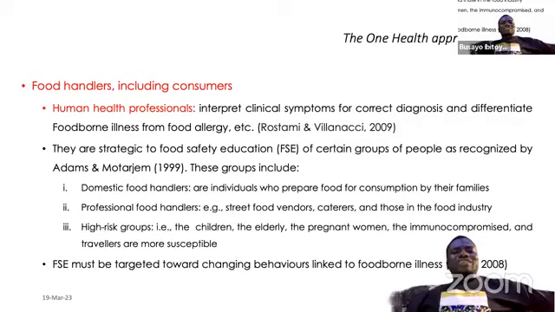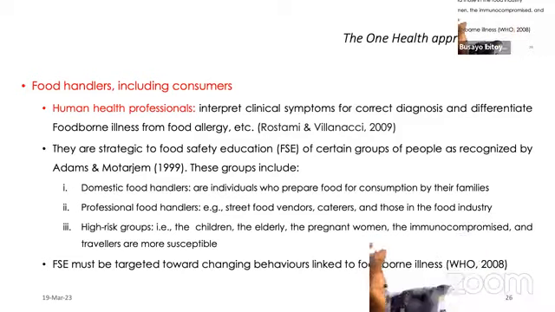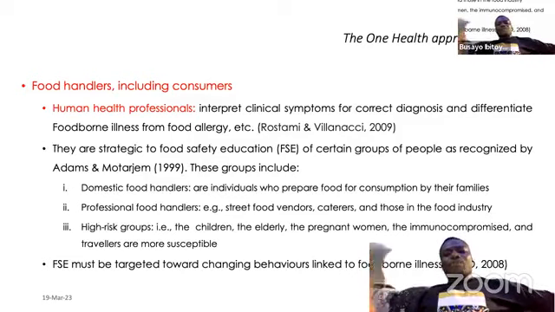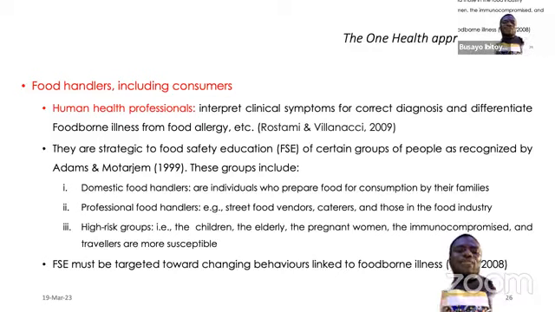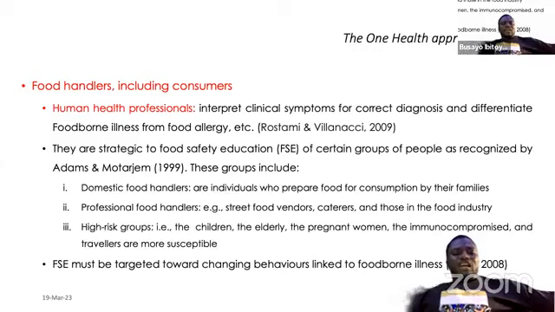What I mean is that human health professionals will help us to interpret clinical symptoms, to establish a proper diagnosis, and to also help us differentiate the infection or the disease at hand from other illnesses. Is it a real foodborne disease, or is it a foodborne allergy? Is it intoxication, or is it poisoning? So human health professionals have to come into play at this stage.